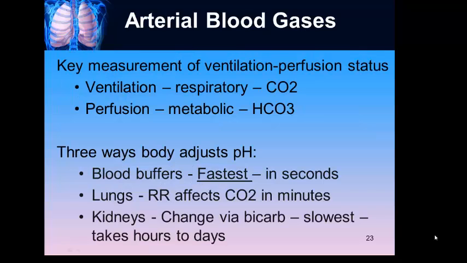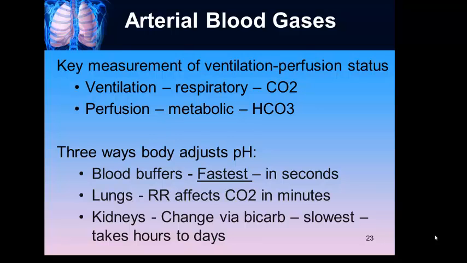Arterial blood gases give us a key measurement of how the ventilation and perfusion status is working in the person's body. So they tell us how the respiratory system is working, and they tell us how the metabolic system is working, if the tissues have enough oxygen to perform aerobic metabolism, or if they're performing anaerobic metabolism.